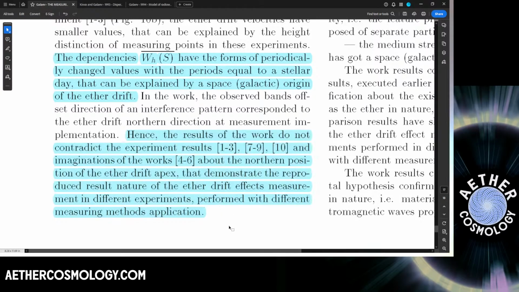Am I reading that wrong? Demonstrates the reproduced result nature of the ether.